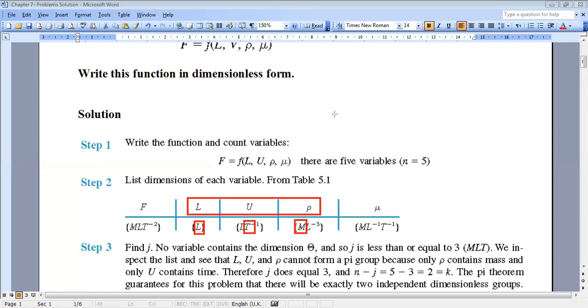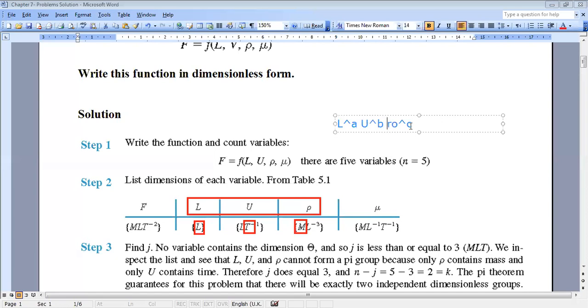And you can make sure of this. How? You can try. How to try if they form a group or not? You should put L to the power A times U to the power B times rho to the power C. I want to try if it can give me a dimensionless group.